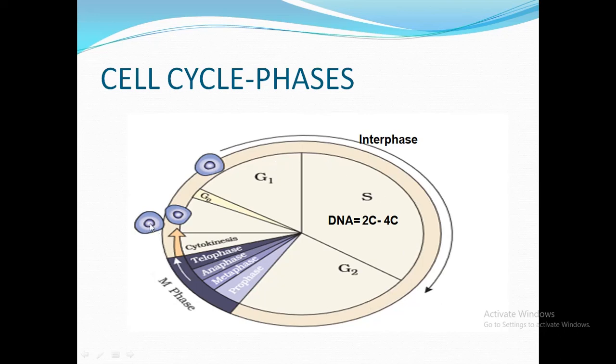Now this is what we call the cell cycle. These cells which are formed enter G0 phase, and whenever they are required to divide, they pass to the next phase, that is G1 phase, and the process continues. Now these are different phases of the cell cycle. There are basically two phases: interphase and M phase. M phase is divided into karyokinesis and cytokinesis, and karyokinesis is divided again into four phases: prophase, metaphase, anaphase, and telophase.